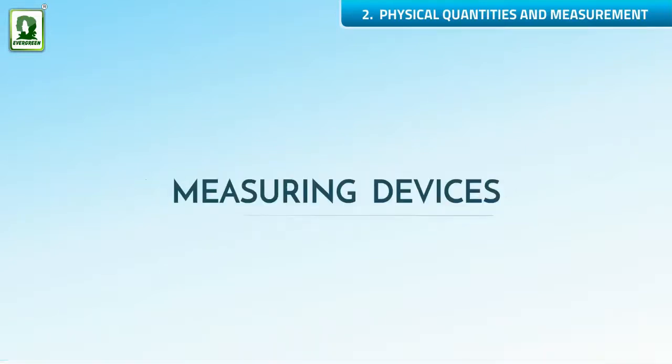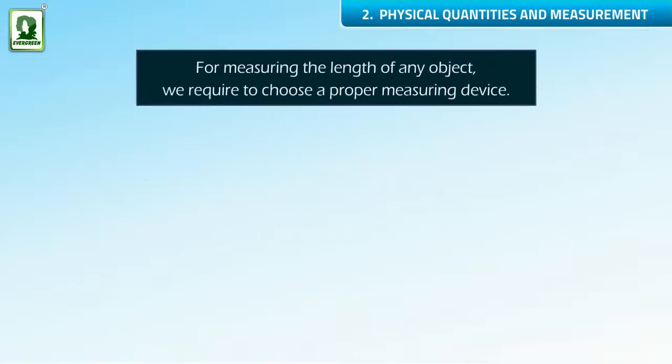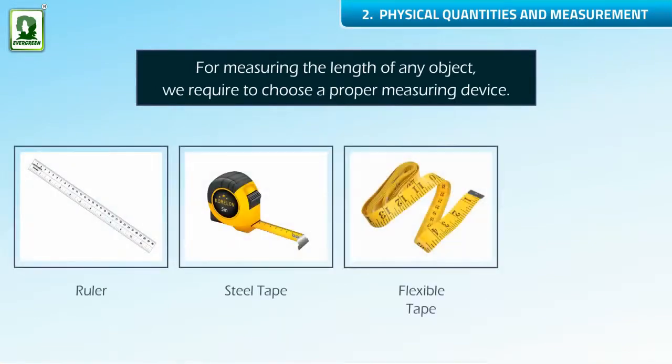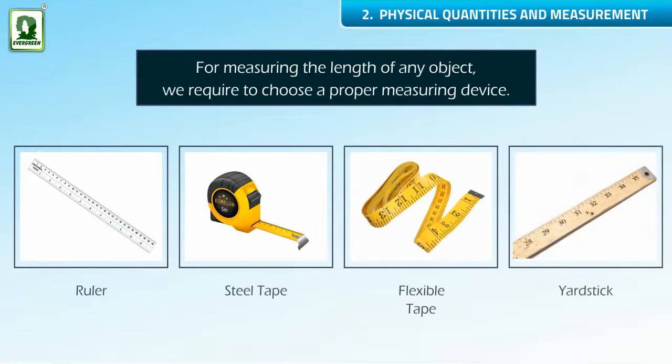Measuring devices. For measuring the length of any object, we need to choose a proper measuring device, for example, ruler, steel tape, flexible tape, yardstick.